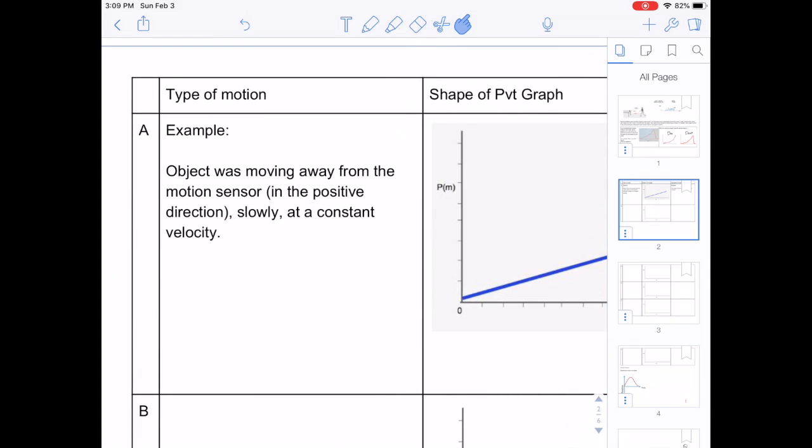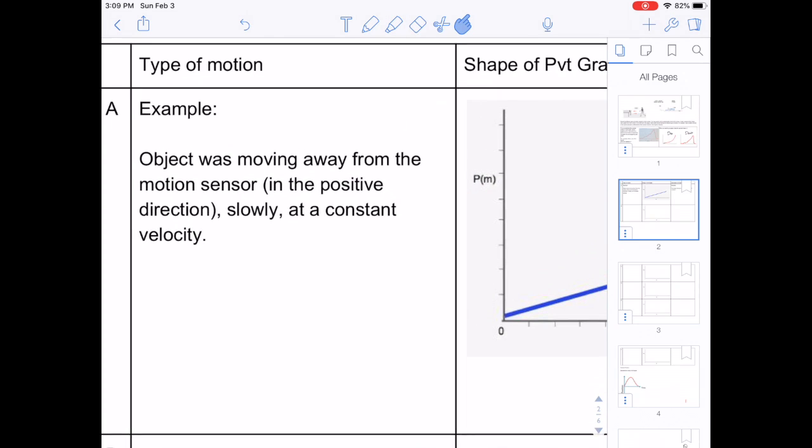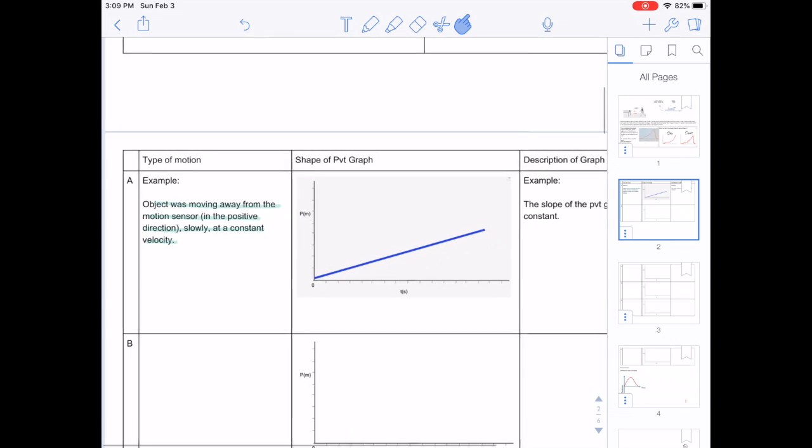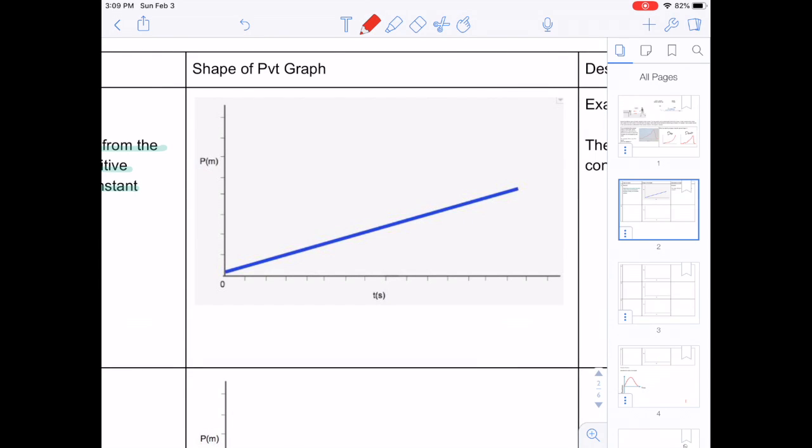The first one, we witnessed an object moving away from the motion sensor in the positive direction slowly at a constant velocity. So they're going to move away from the motion sensor, they're going to go slow, and they weren't going to speed up or slow down. And their graph looked something like this. As the motion sensor was going, it makes that ticking sound, so it probably sounded like tick, tick, tick, and they got a graph that looked like that.